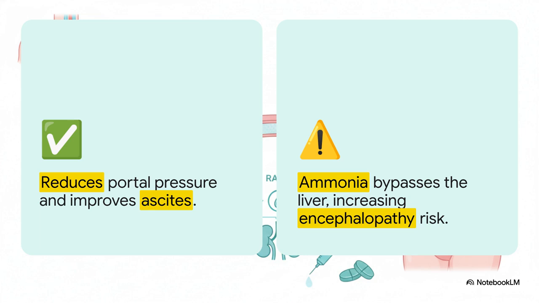But we really have to look at the risks here. By doing this, you are shunting blood completely around the liver's natural processing centers. Toxins like ammonia, which the liver would normally filter out, now completely bypass that detoxification process and head straight up to the brain. This drastically increases the patient's risk of hepatic encephalopathy. So TIPS fixes the hemodynamics beautifully, but it deeply, deeply alters the body's systemic metabolism.